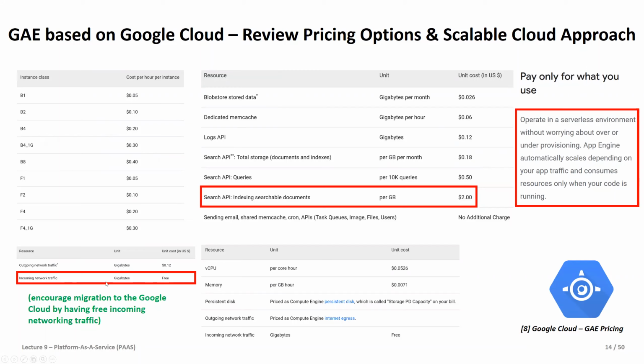Of course, this is somehow understandable. If it's free, then you maybe migrate from a different cloud provider, but once you're basically inside the cloud, you have to pay if you want to migrate to another one.